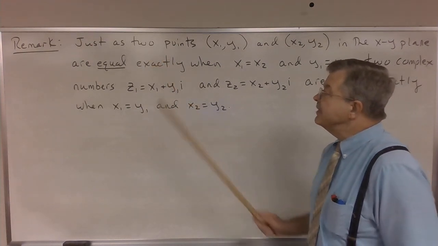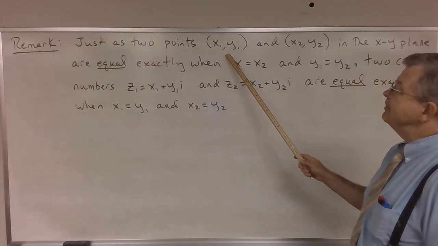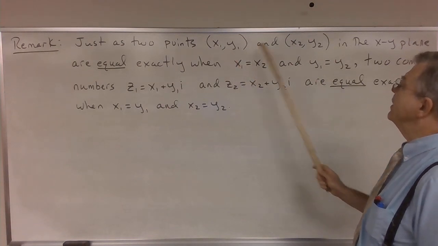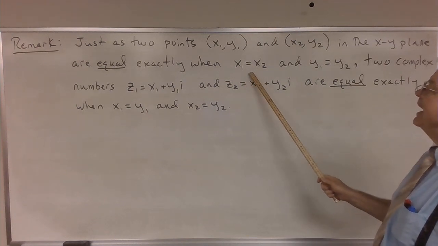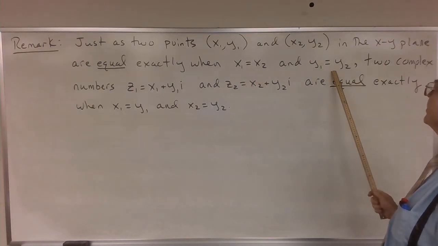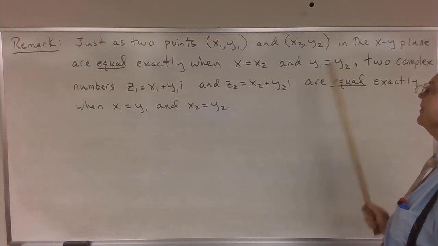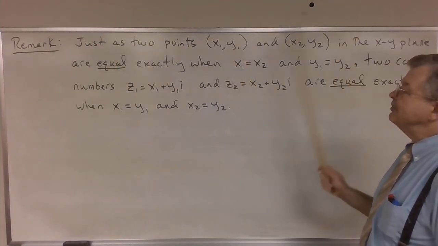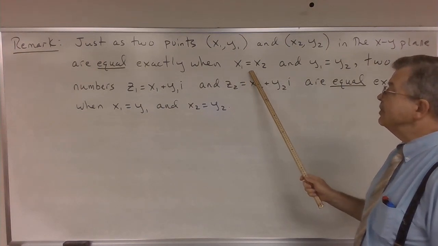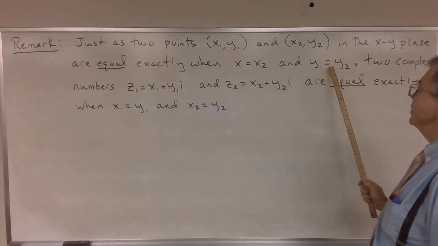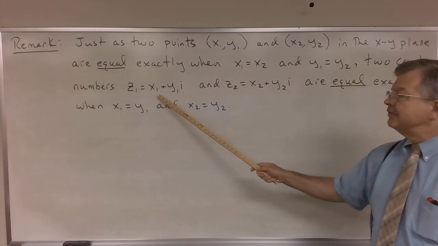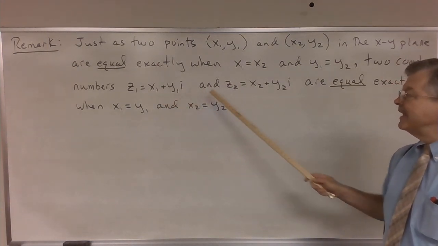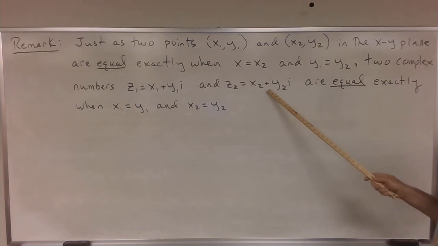And here's the point. Just as 2 points in the xy plane, x1, y1, and x2, y2, are equal exactly when x1 equals x2 and y1 equals y2. In other words, 2 points in the xy plane are equal exactly when the x-coordinates are equal and the y-coordinates are equal.